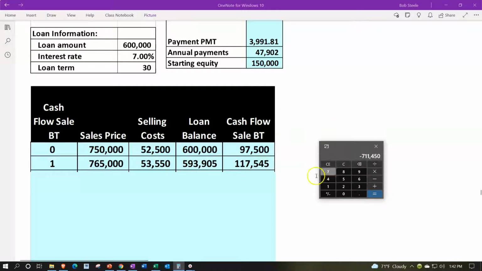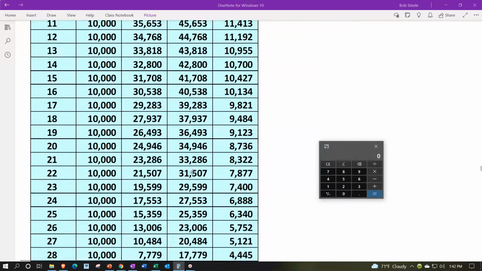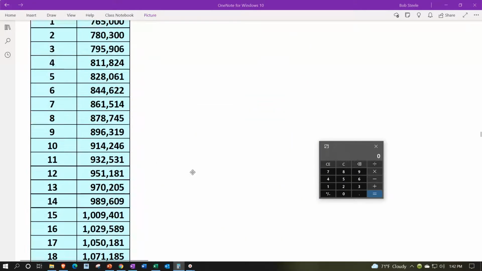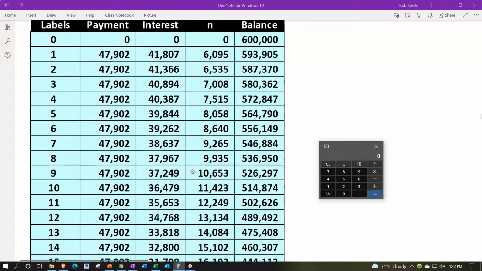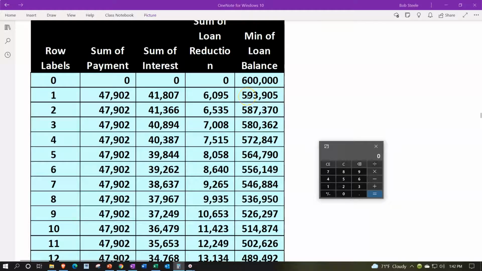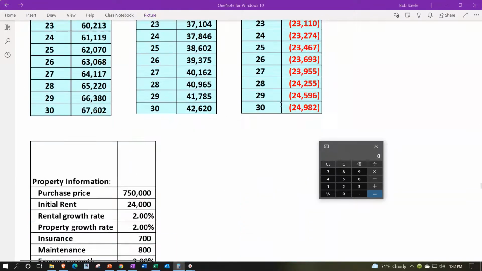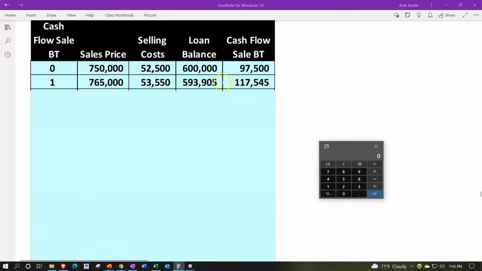So the net, actually, what am I doing? 765 selling costs, the loan balance that we would have to pay off, which we can get from the amortization table up top, our pivot table information, which was way up here. Where's the pivot table? There it is. Way up here would be the minimum balance after year one. So we still have a loan balance of $593,905. So we'd have to pay off the loan, and then we'd have the cash flow.